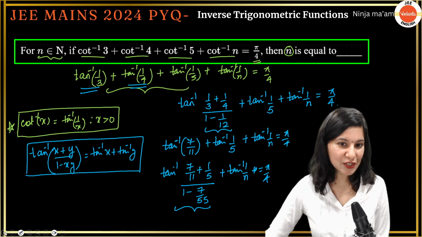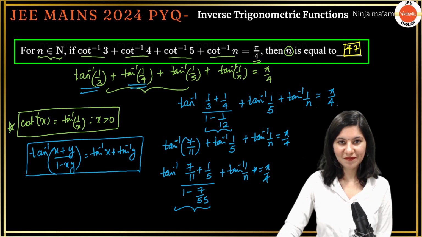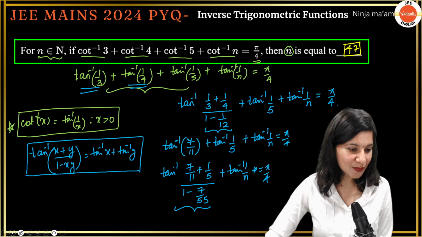Alright, so the second question, beautifully done. The answer is 47. Okay, alright, shall we move on to the next problem over here?